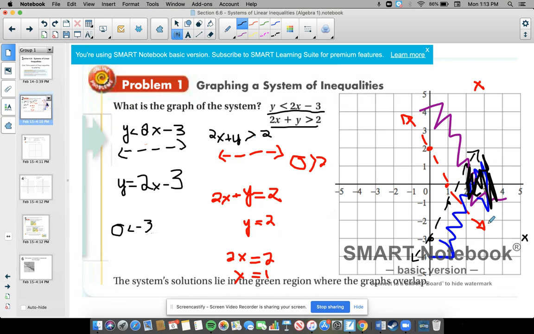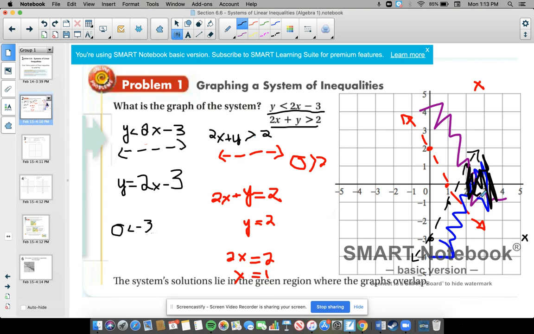Now, we're not robots. We need to understand what we're saying. We're really just saying, what are the solutions that work for both of these at the same time? So this shading is a solution to the red line, but not to the black line, so it's not part of our overall solution. This blue shading down here is a solution to the black line, but not the red line, or the red inequality, so it's not part.